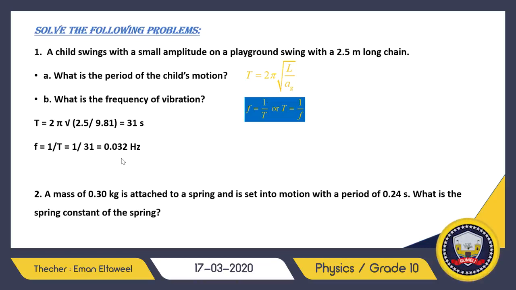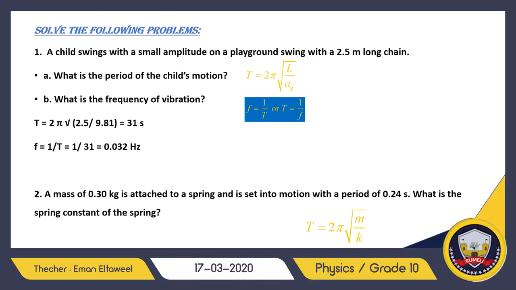Second one: a mass of 0.3 kilogram is attached to a spring and is set into motion with a period of 0.24 seconds. What is the spring constant of the spring? So we need to calculate k. I'm going to use the other formula for calculating period, T equals 2 pi square root of m over k. Why? Because we are asking about the spring constant and we have m. So I'm going to use this one, not the one we use when we have L, the length. This one we use when we have m or k, and we are going to calculate the other value.